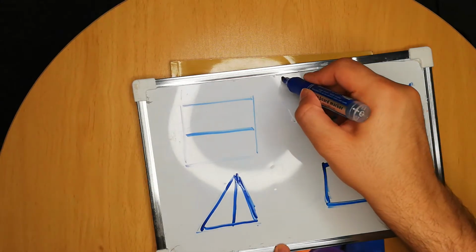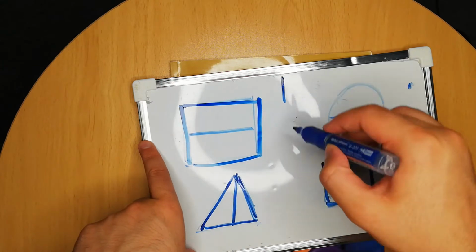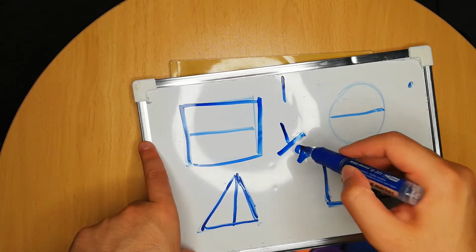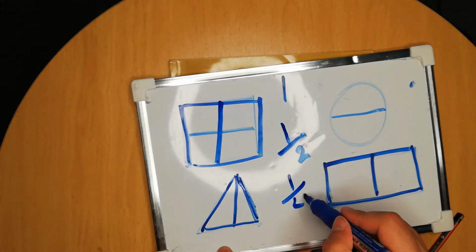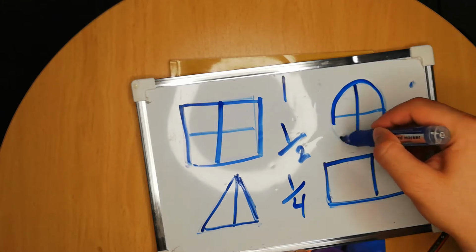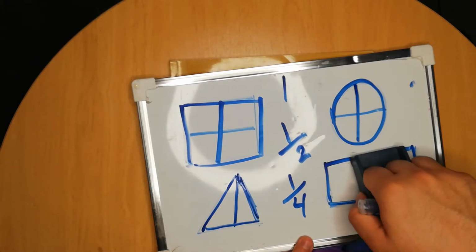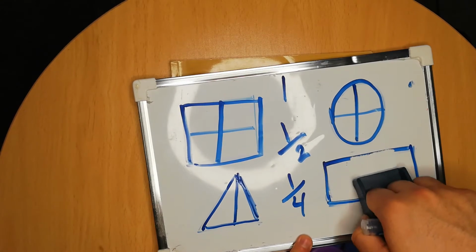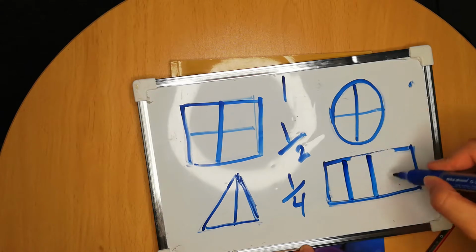Okay, so first we have whole, which is the whole square. So this is a whole. And then we have half. Then we have quarter. There is no quarter for a triangle, and that is because you can't get 4 equal shapes from a triangle easily, not in this shape. As for a rectangle, they have to be equal shapes, equal parts.